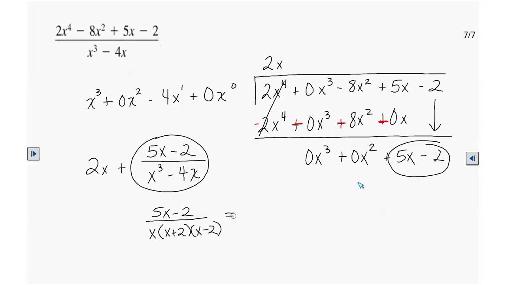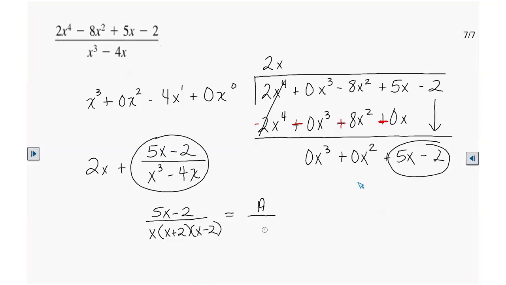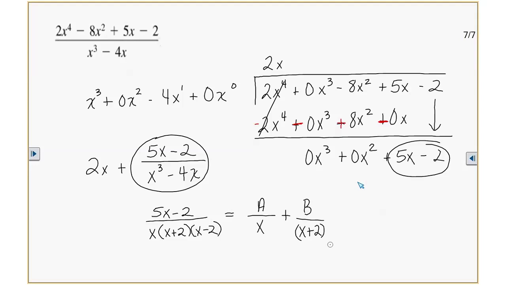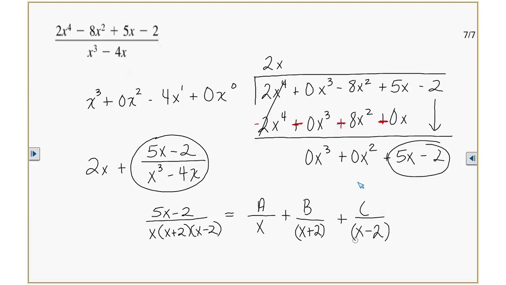Thanks for interacting. So that's going to be A over x plus B over x plus 2 plus C over x minus 2. Right, multiply through by the common denominator and get to work. I'm going to let y'all do this one. If you can't do it, just chalk it up as failure.